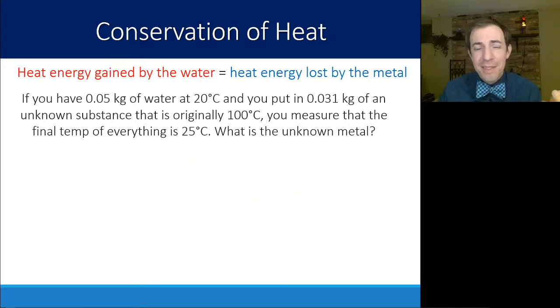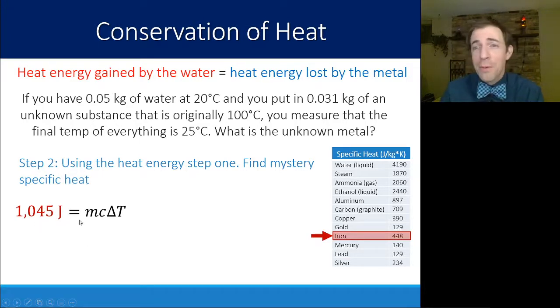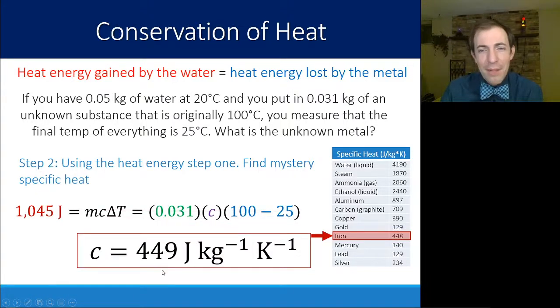Now, that is going to help us in step 2. We're going to take that heat, 1,045 joules, gained by the water, and say, well, if that was gained by the water, that was exactly what was lost by the metal. So 1,045 joules is equal to the mass of the metal times the specific heat of the metal times the change in temperature. So the mass of the metal is 0.031 kilograms. Specific heat is unknown at first. And then the change in temperature, it was 100 degrees Celsius, now, when it's in equilibrium with the water, was 25 degrees. So its change was a 75 degree delta. So we can calculate that that was roughly 449 joules per kilogram per Kelvin.